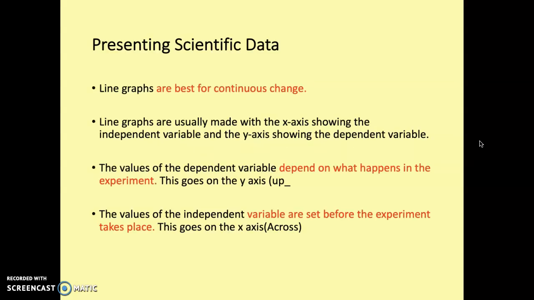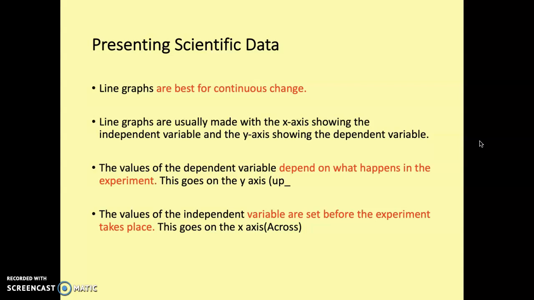A lot of times our data is best shown through graphical form, through a visual form. It's easy to see trends as opposed to a data table. So there's different types of graphs. Line graphs are one. They're best for continuous change.